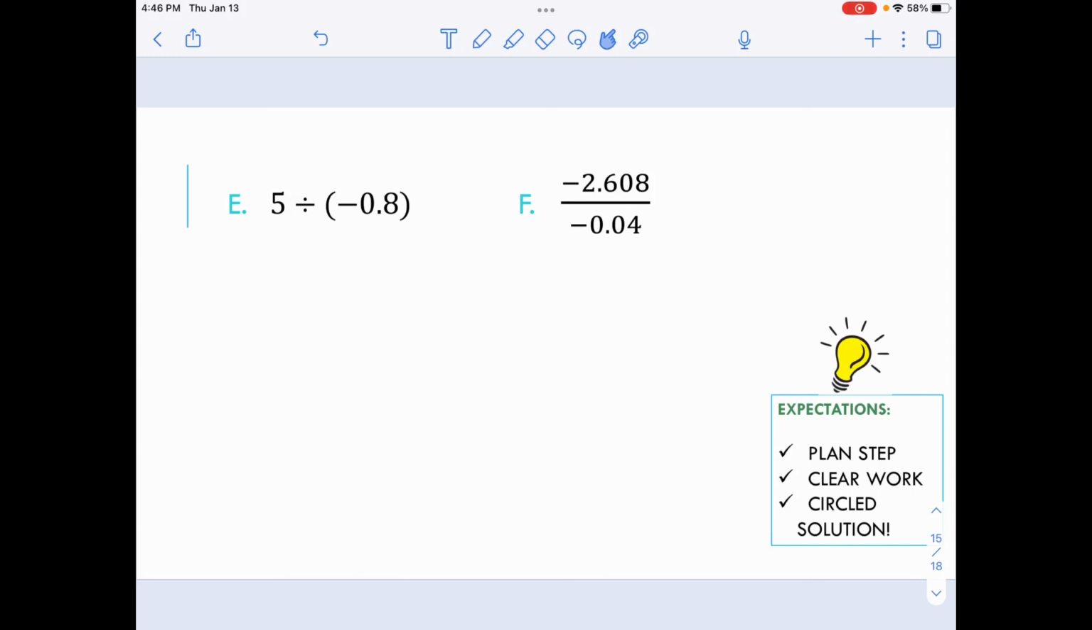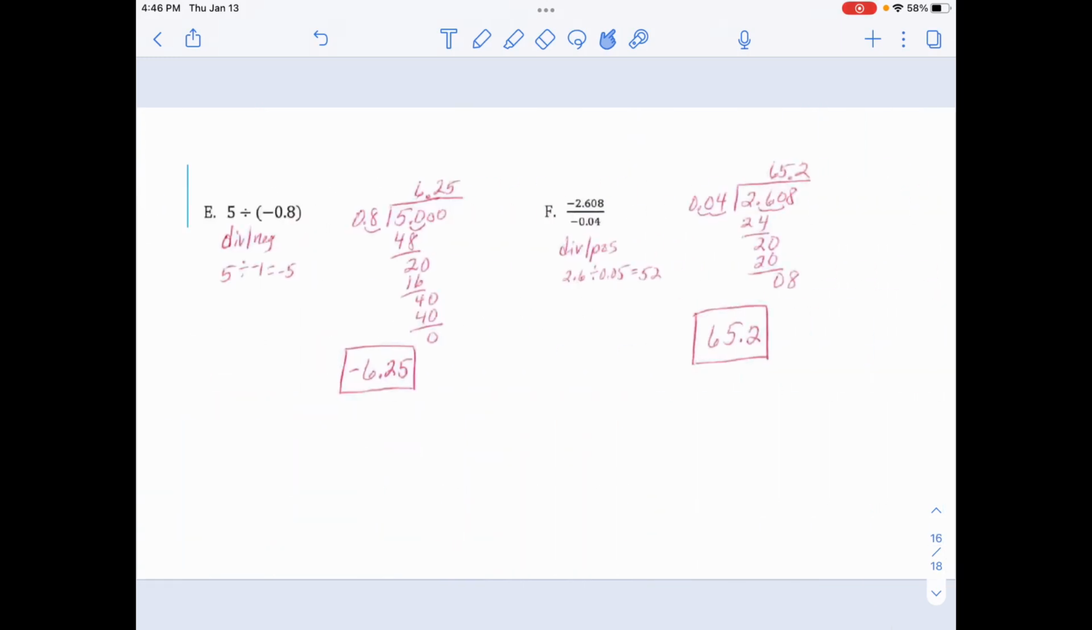All right, so hopefully you've tried E and F. Let's take a look at our answers. For example E, we're dividing and our answer should have been negative, looking at that plan step. My final answer should have been negative 6 25/100. For example F, you should be dividing. Your answer should have been positive because there's 2 negatives in the original problem, and your final answer should have been 65 2/10.